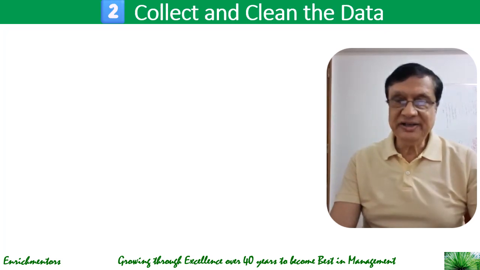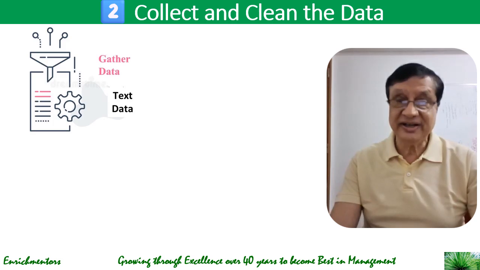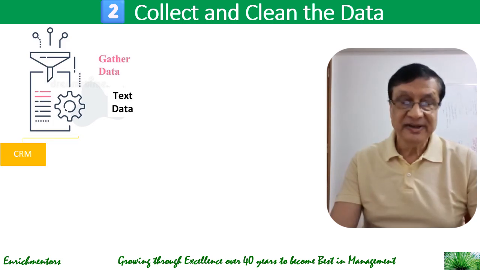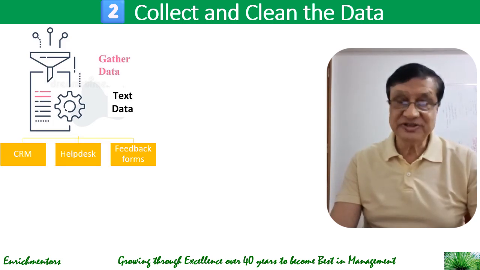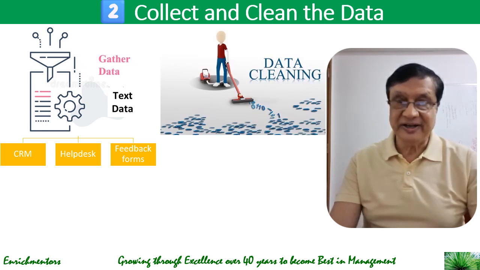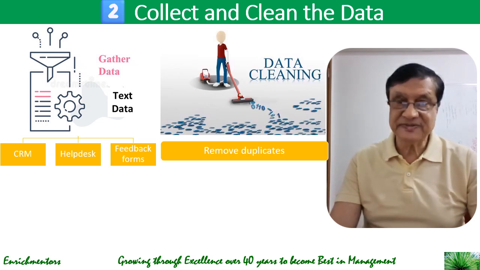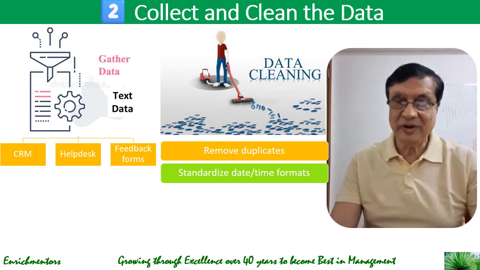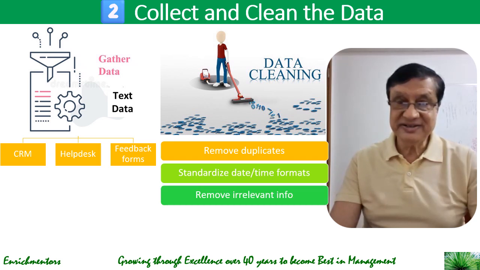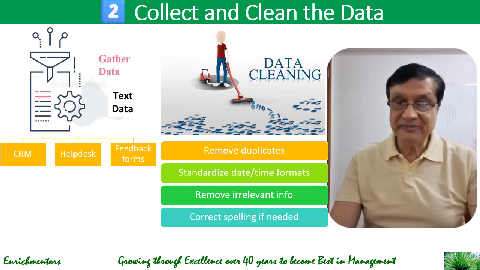Then you collect and clean the data, and in that there are many things you need to do. First is to gather the text data from your CRM, help desk, feedback forms, etc. Then clean the data in terms of removing duplicates, standardizing date and time formats, removing irrelevant information like greetings, signatures, etc. Correct spelling if needed. AI tools like Python's TextBlob or simply spaCy can help in this manner.